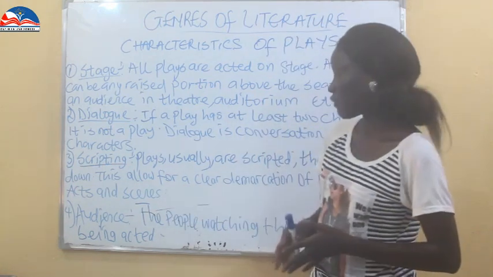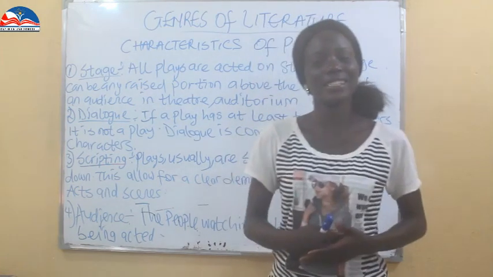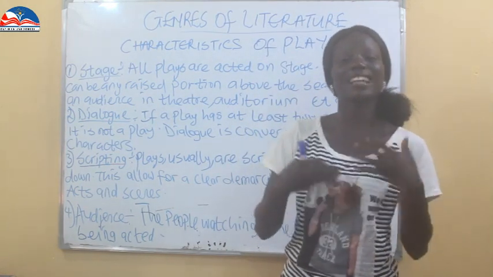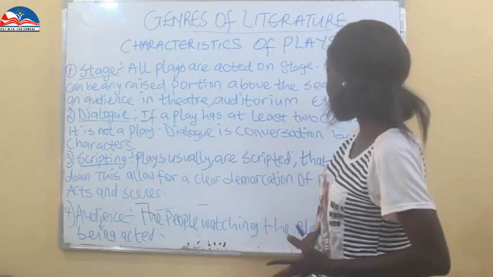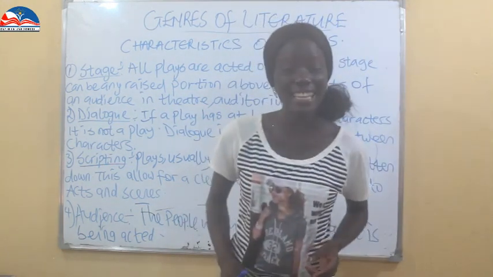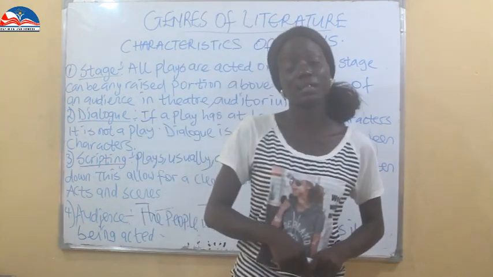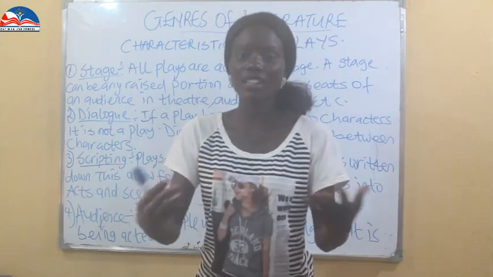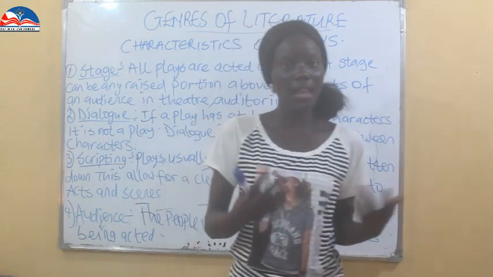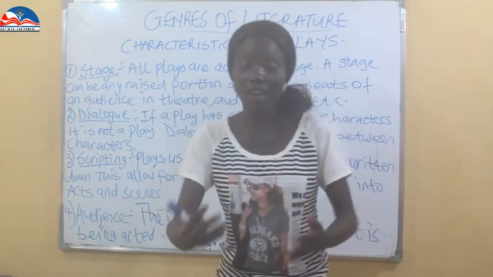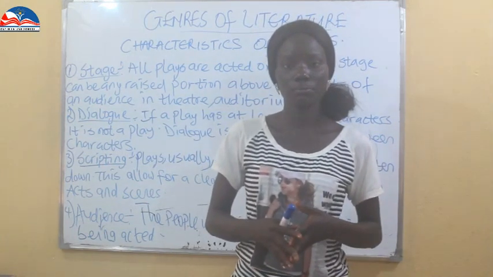The last one, we have audience. For us to have a play, we must have the audience. And who are the audience? The audience are the people watching the play as it is being acted. The audience will give feedback, wow, this play is interesting. There will be a what? Audience to what? To verify everything going on.